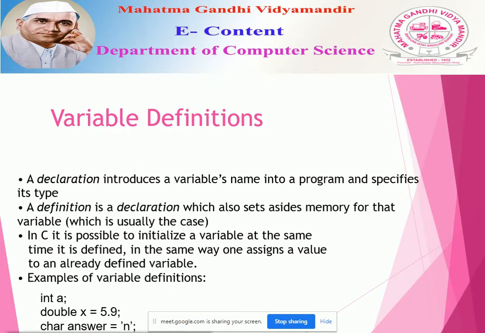We can initialize them at the time of writing the program. Here, for double x, we have assigned the value 5.9. Assigning values to variables during declaration is called initialization. Char answer is equal to n means we are initializing the variable answer as n.